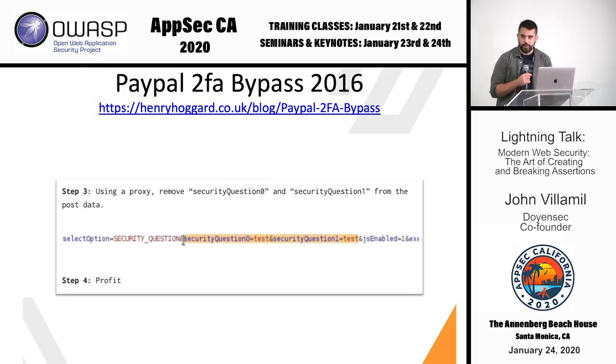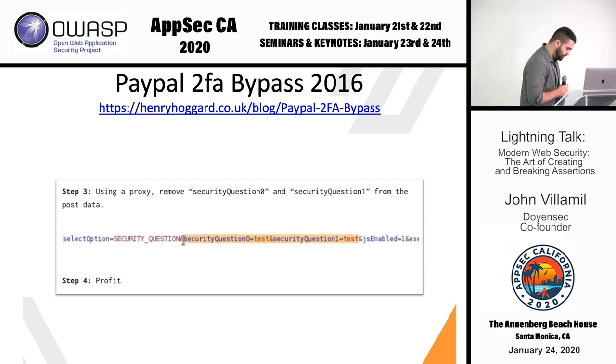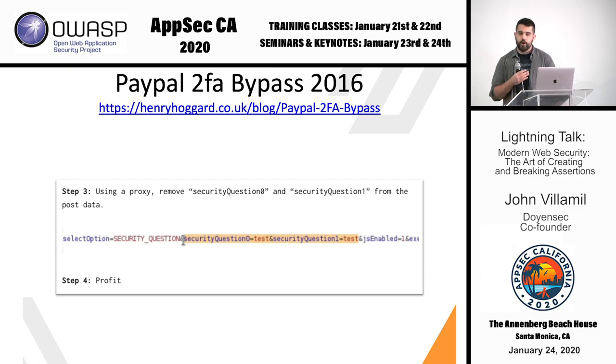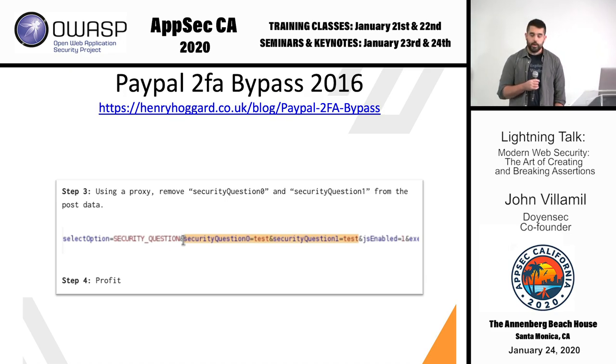So I want to present some examples of assertions being broken. A simple one was this really nice bug, this 2FA bypass for PayPal. If you want to look at it from a logical point of view, there's a bunch of assertions being made to even parse the protocol to get to this point. You assume that PayPal will check all these parameters. They'll check all the values of these parameters. He found out he could break that assertion by simply removing those parameters, and he bypassed the 2FA.